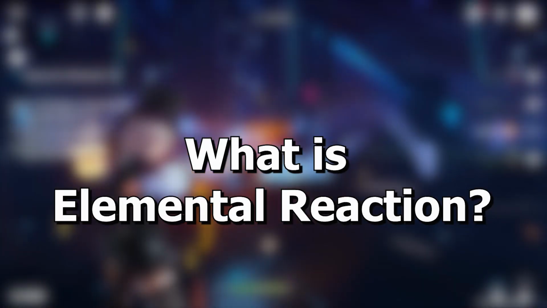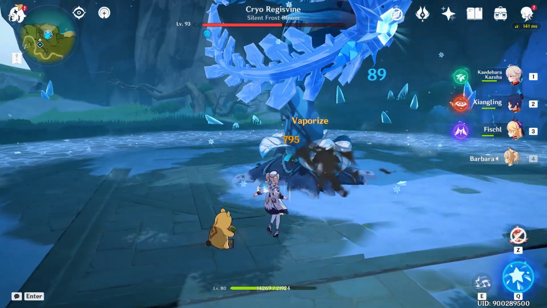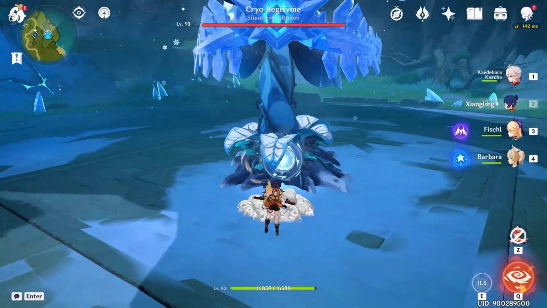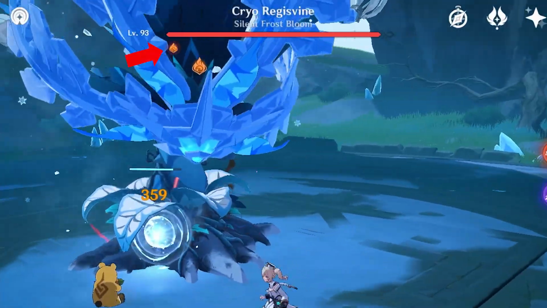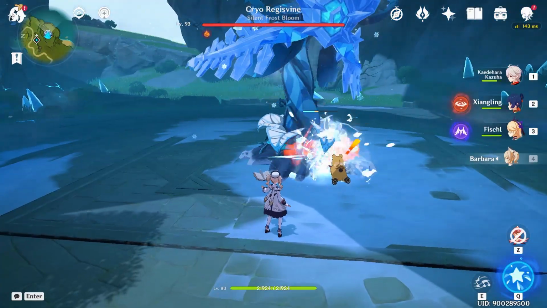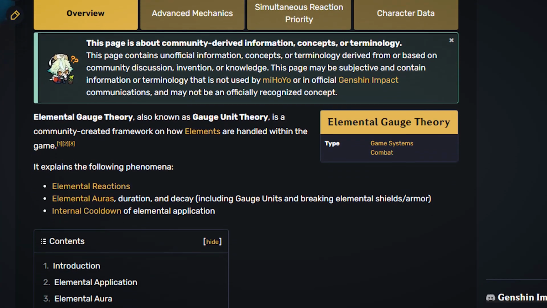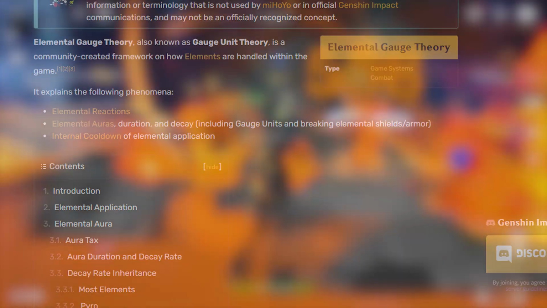First of all, what is elemental reaction and how does it work? Elemental reactions are triggered by applying certain combination of elemental effects on a target. When an element is applied to a target, it will create an elemental aura that decays over time. Elemental reactions will occur when a second element is applied onto a target with an existing elemental aura. To know more about elemental aura and elemental gauge, you can check out Genshin Impact fandom where it is explained in detail, link in the description.